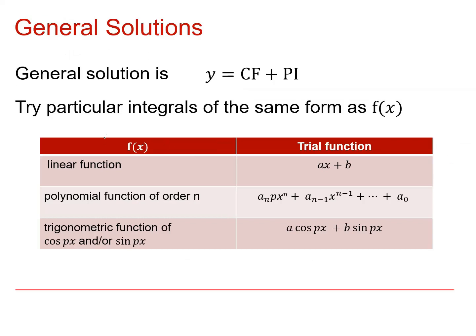Okay, so we're starting to collect together some of the trial functions we can use for different types of right-hand function. We've seen linear and we've seen polynomial, and now we've seen trig functions. And whether it involves just cos px or cos px and sin px, we would always use both of them. So we'd always include both a cos px and b sin px in our trial function for the particular integral.